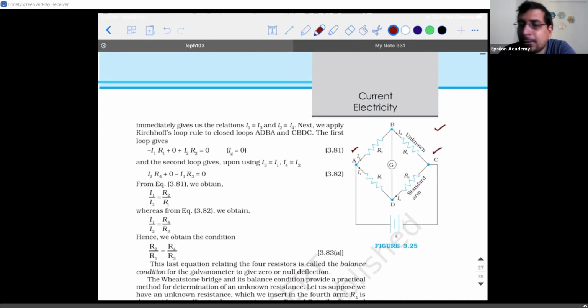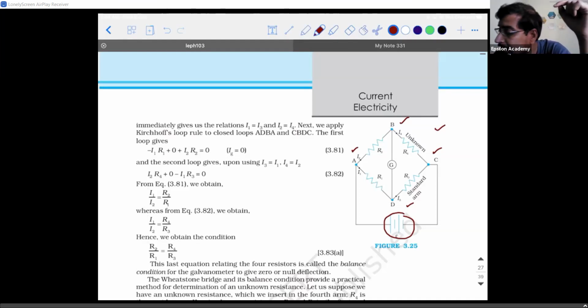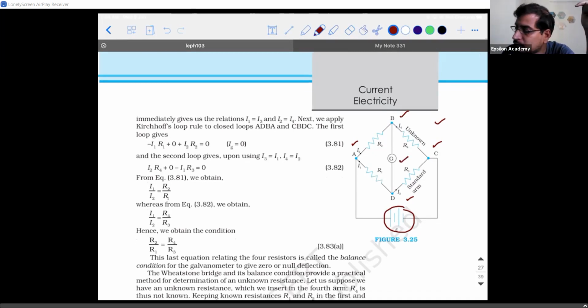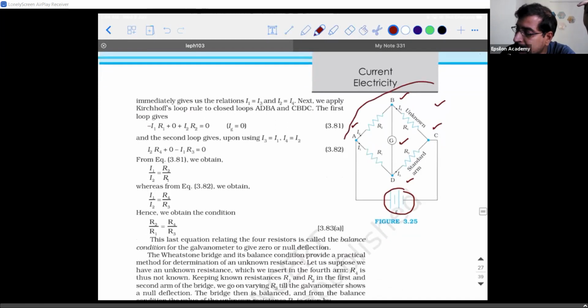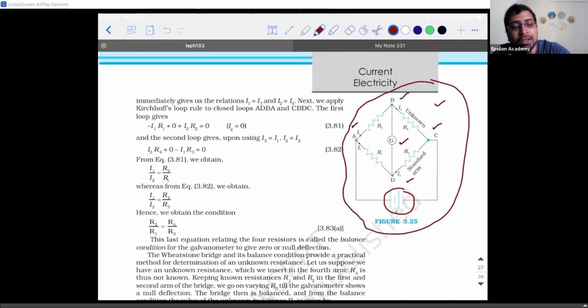Across the endpoints of one diagonal, there will be a battery or a power source connected. And across the remaining 2 ends of the other diagonal, there is a galvanometer connected, okay? So if this kind of arrangement is done, where you have 3 resistors known and 1 unknown, then this arrangement is what we call a Wheatstone bridge, okay?